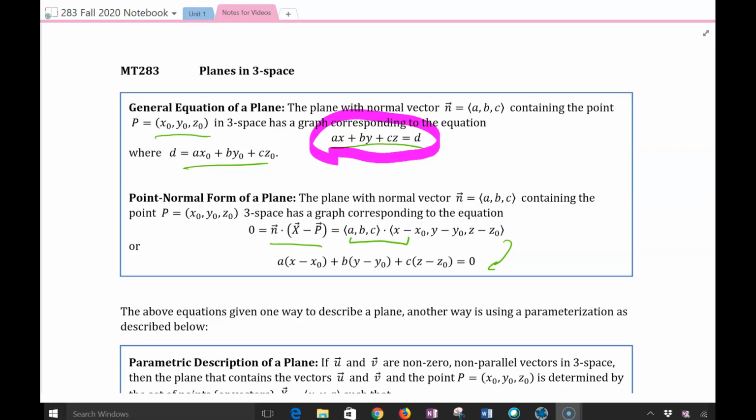Hello everyone. In this video we're going to do one example finding the equation of a plane. And I've got it below at the bottom. I just want to remind everybody what the equation of a plane is.